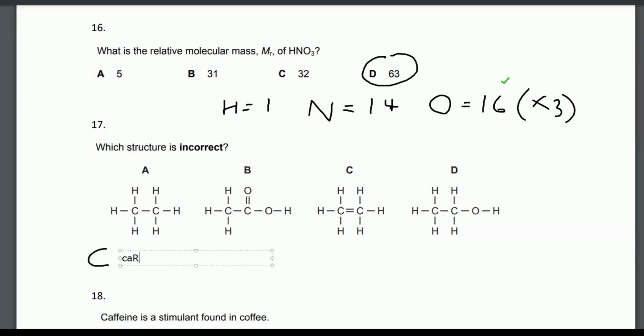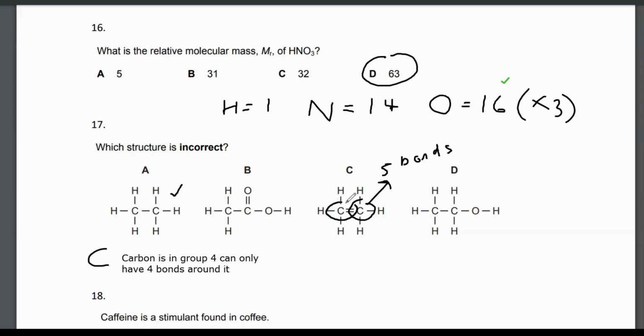Okay, 17. Which is the correct structure? Okay, so to work this out, you need to know when you're dealing with organic compounds like this, carbon's in group 4. It can only have 4 bonds around it. So try and spot one of these, A, B, C, or D, where the carbon atom has more than 4 bonds. And over here at C, have a look there. There's a double bond and 3 other bonds. That's 5 bonds. That's an impossibility. Carbon cannot have 5 bonds. And you can see that's happened twice there.